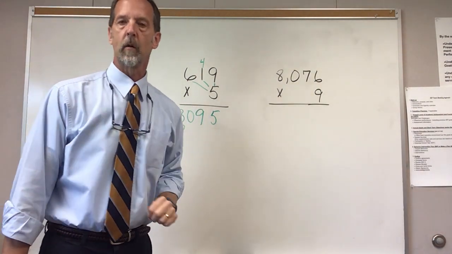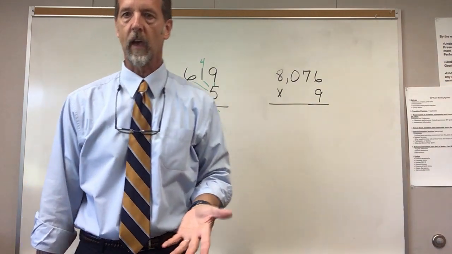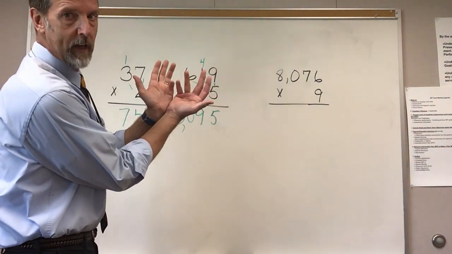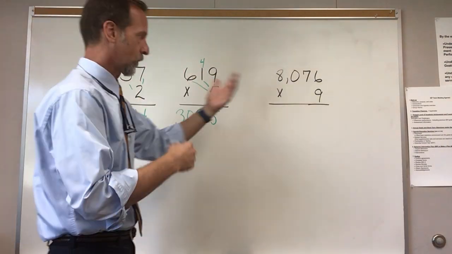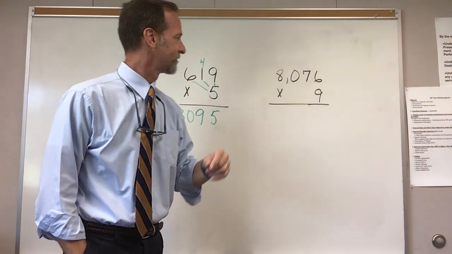It's a 4-digit number now. 8,076 times 9. Okay, 8,076 times 9. I'm assuming you know how to do nines with the hand trick, all right? So that's why I put a 9 up here. If you don't, go to the video and that way you can find it out.